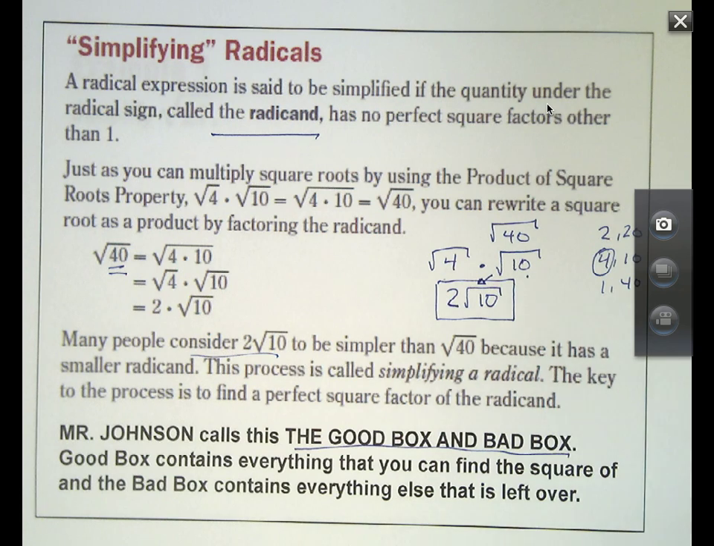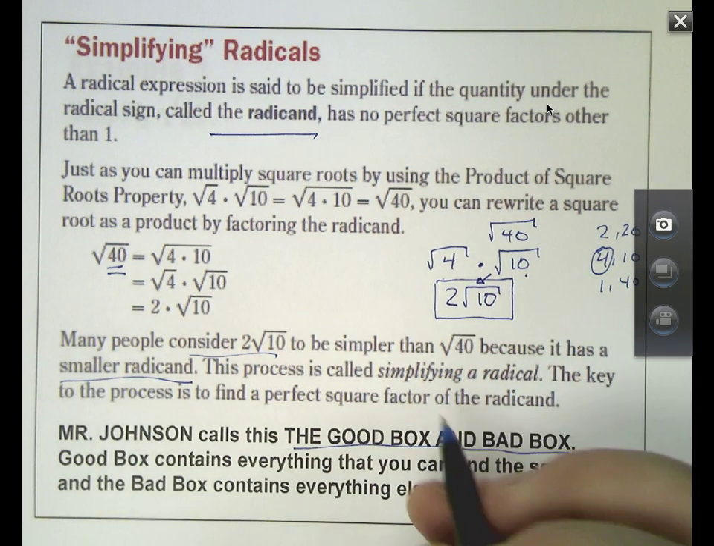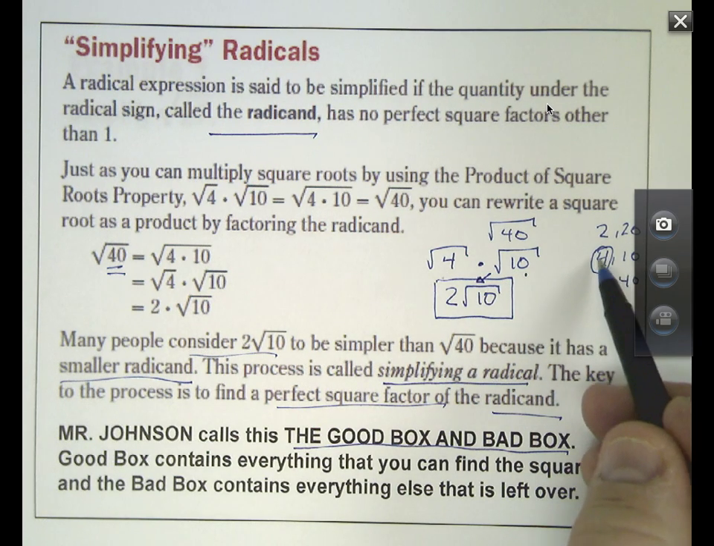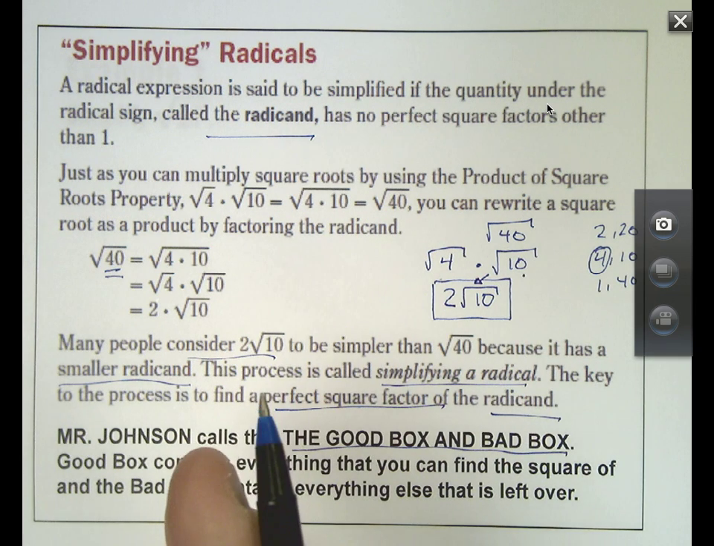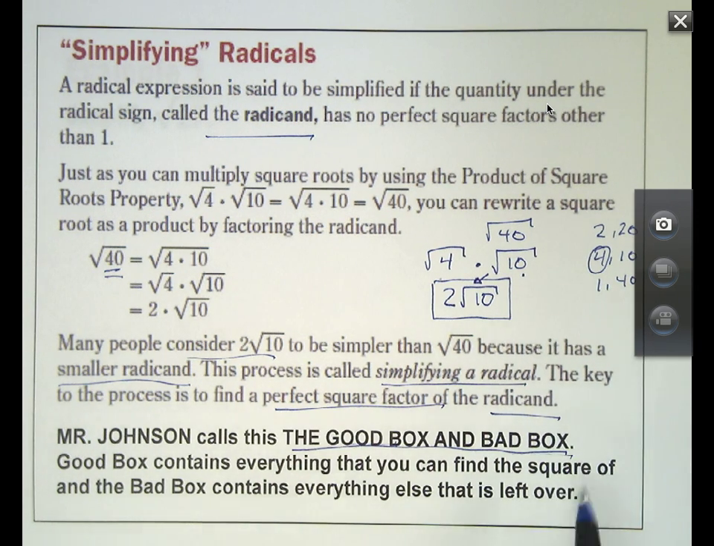Okay? Many people consider 2 square root of 10 to be simpler than square root of 40 because it has a smaller radicand. This process is called simplifying a radical. The key to this process is to find a perfect square factor of the radicand, as we did right here. And the most important thing is to find the biggest square factor of the radicand. Okay? Sometimes if you end up with a smaller one of the square factors, you're going to have to end up doing it again.